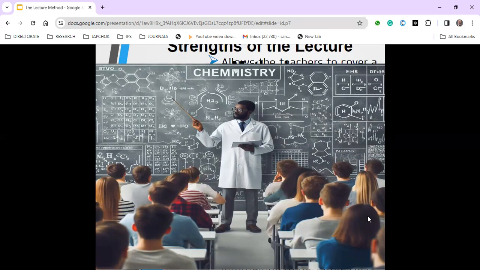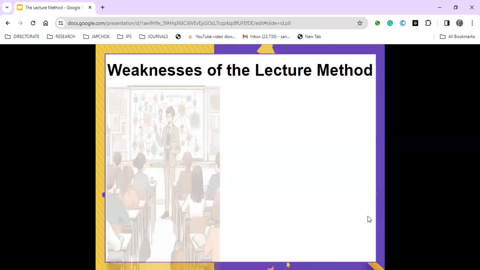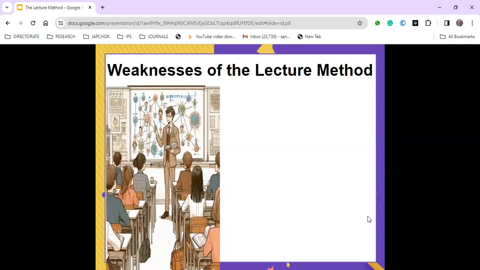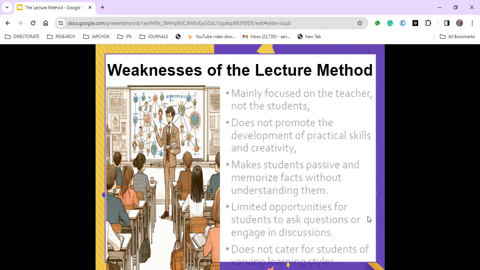The information is consistently passed on to everybody. You assimilate it the way you think is best for you, and the student will be developing that note-taking skill. Let's look at the weaknesses of the lecture method. Just as it has its own strengths, it also has quite a number of weaknesses.